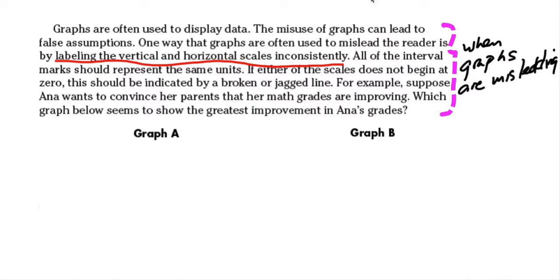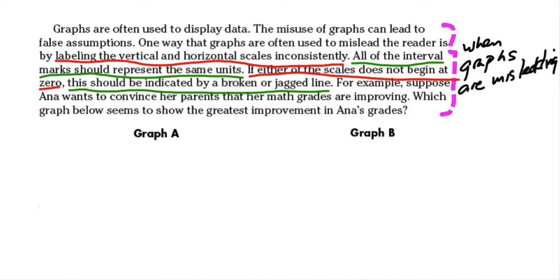All of the interval marks should represent the same units, or else they will be misleading. Another one is if either of the scales does not begin at 0. If it does not begin at 0, this should be indicated by a broken or a jagged line. So the green line represents graphs that are not misleading, and red lines represent graphs that can be misleading. The green lines will make you see that graphs are not misleading.